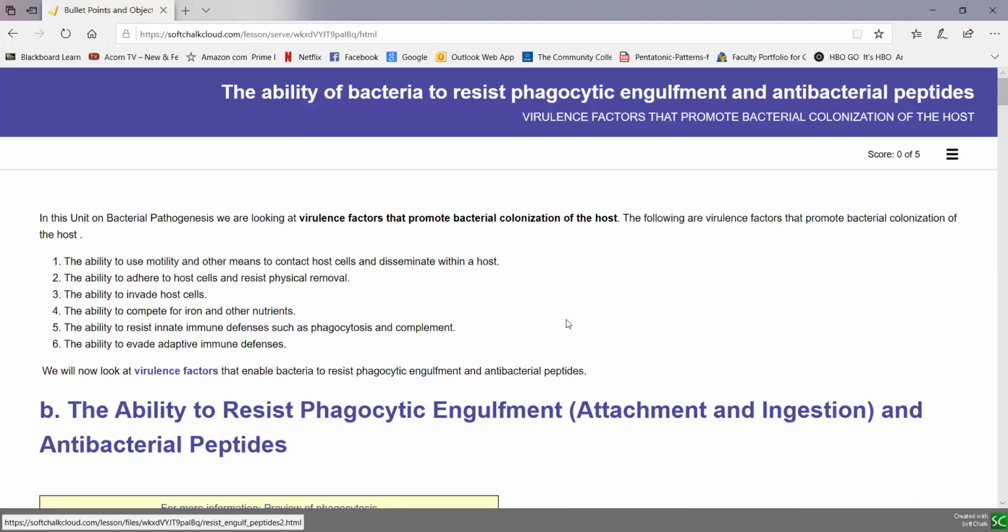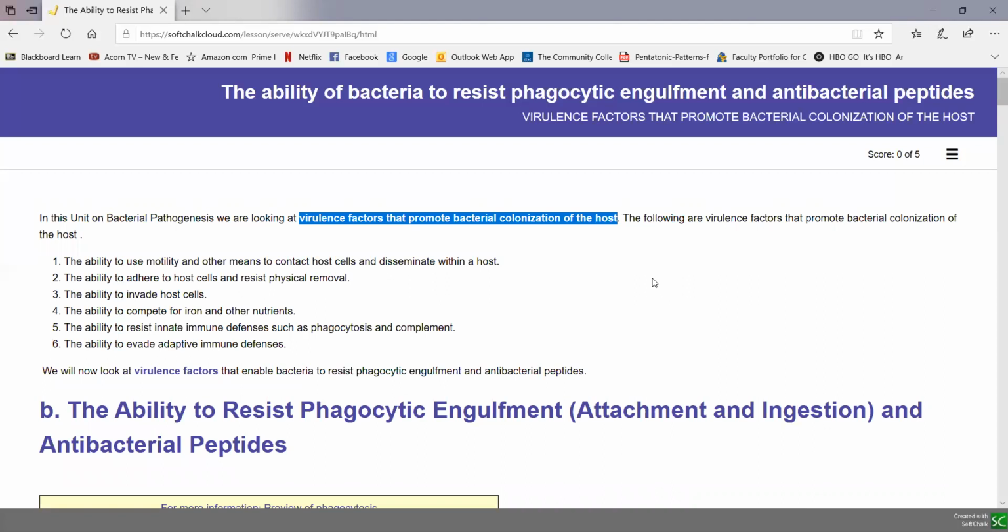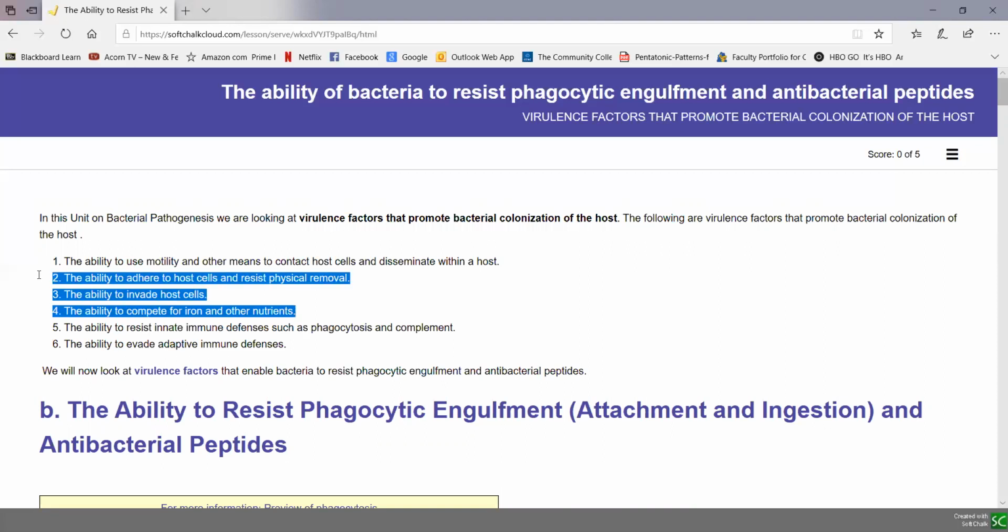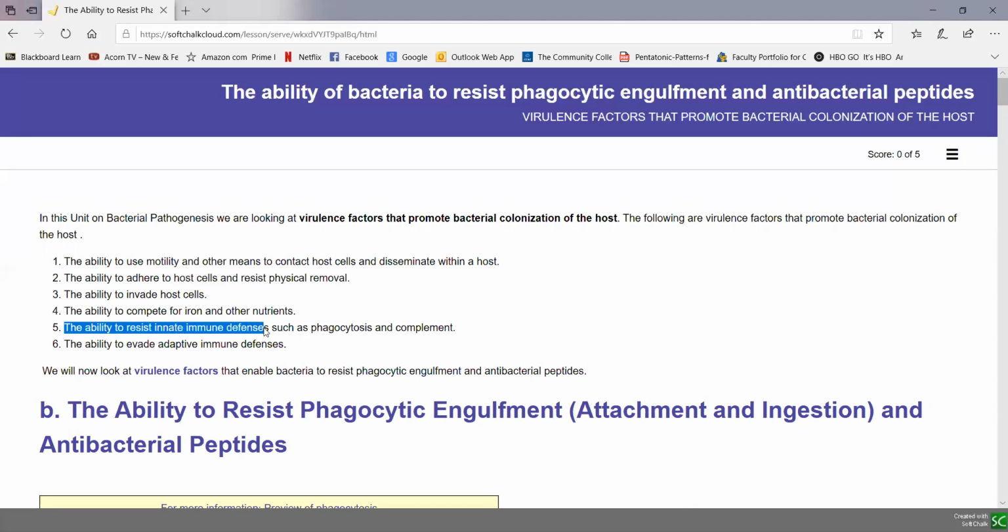So again, as we've been doing for a while, we're looking at virulence factors that promote bacterial colonization of the host, the ability of bacteria to establish themselves in or on the body, one of the first steps in causing disease. And we've already looked at the first four. So what we're going to look at in this and the next SoftChalk lesson is the ability to resist innate immune defenses, things like phagocytosis, complement pathways, antibacterial peptides.